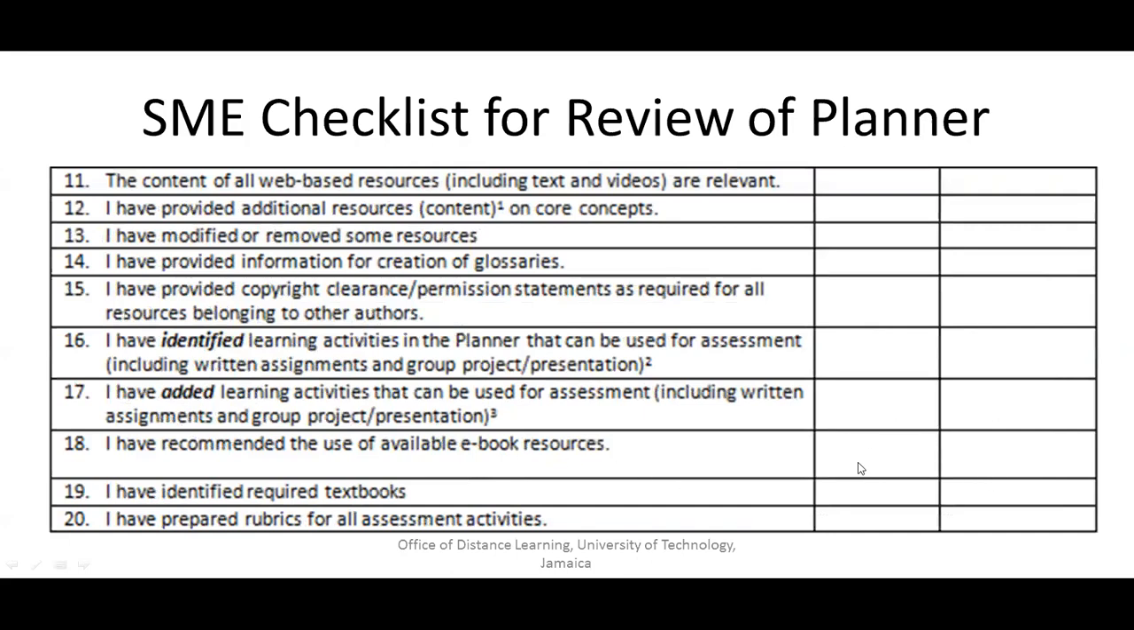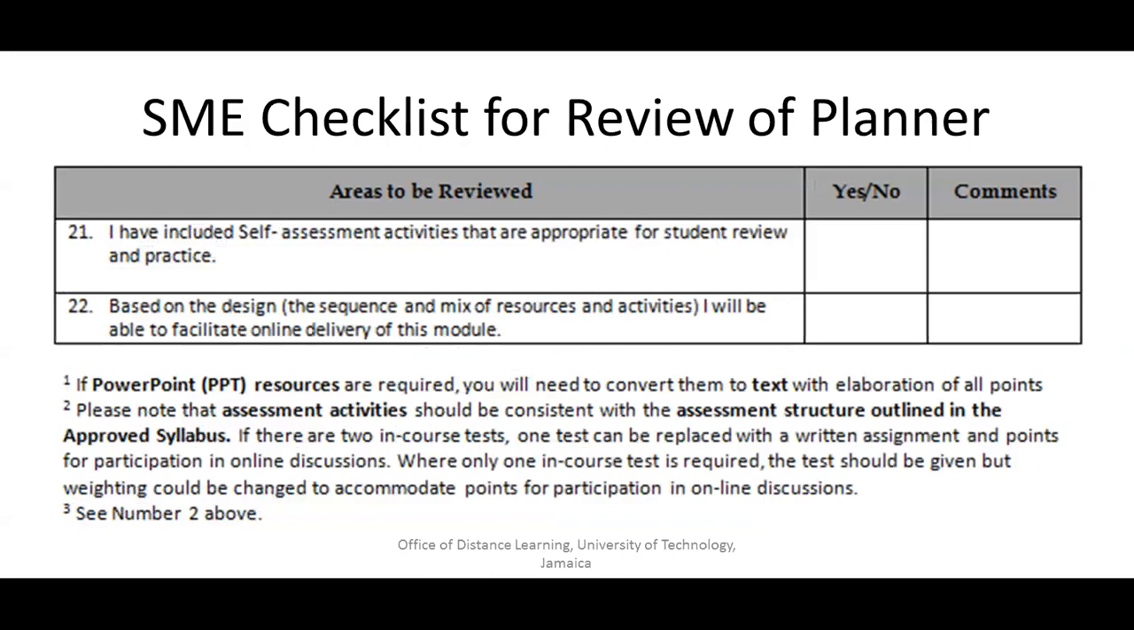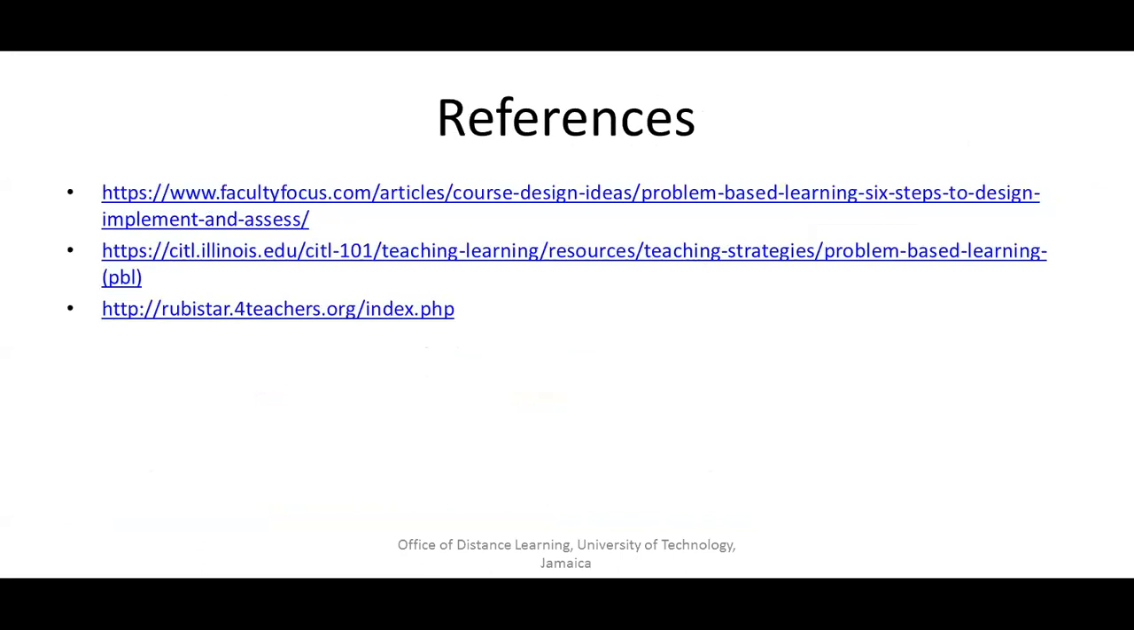I have recommended the use of available ebooks and resources. Do you have any of those in there? We need to know that you have ebooks, you have something, online resources for the students to use, because in fact, they are online. I have prepared rubrics for all assessment activities. That must be checked, and most likely we want that to be yes. All right, so that's just the checklist. Very easy to know that you're just asking, what is it that we have done? Am I satisfied with it?